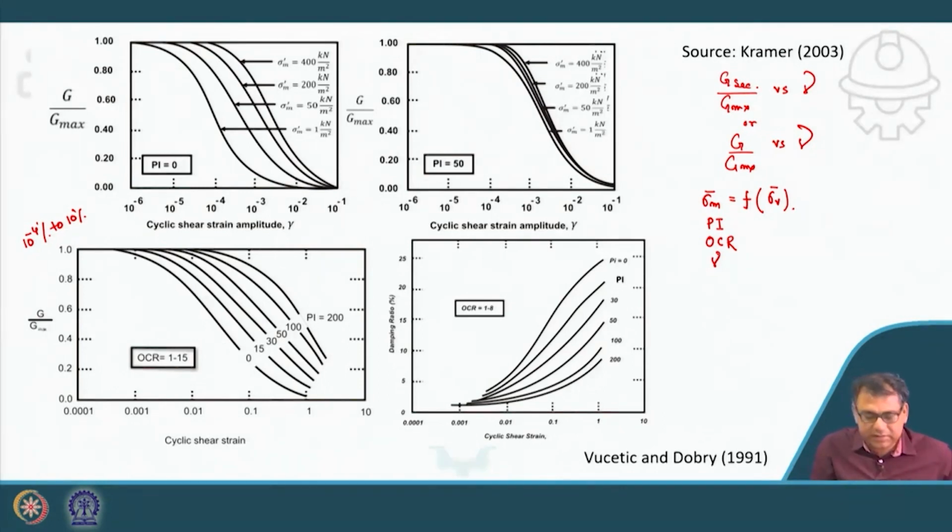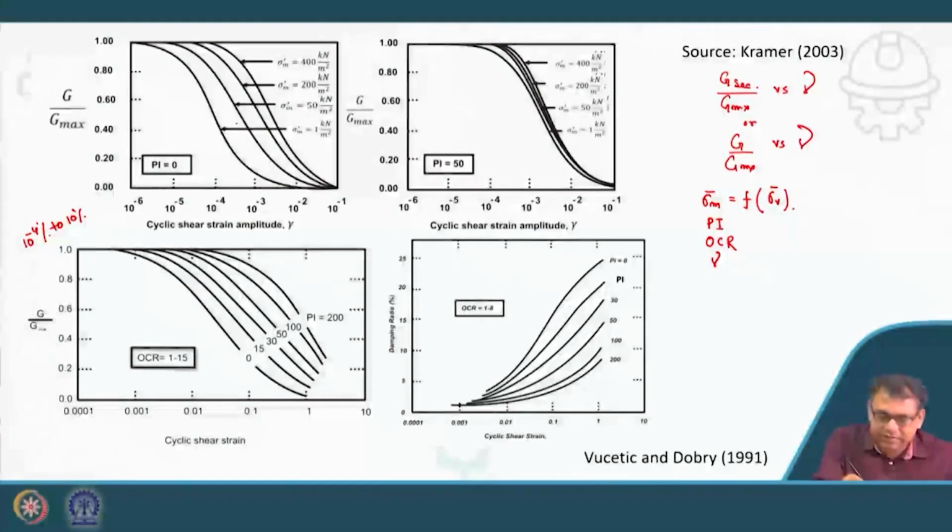You can see that this is PI equal to 0 and this is PI equal to 50. What does it mean? PI 0 means it is sandy soil, plasticity index is 0. PI 50 means it is clay soil. So you can see in case of sand, if your PI value is less, the effect of sigma V bar, effective overburden pressure, is very significant.